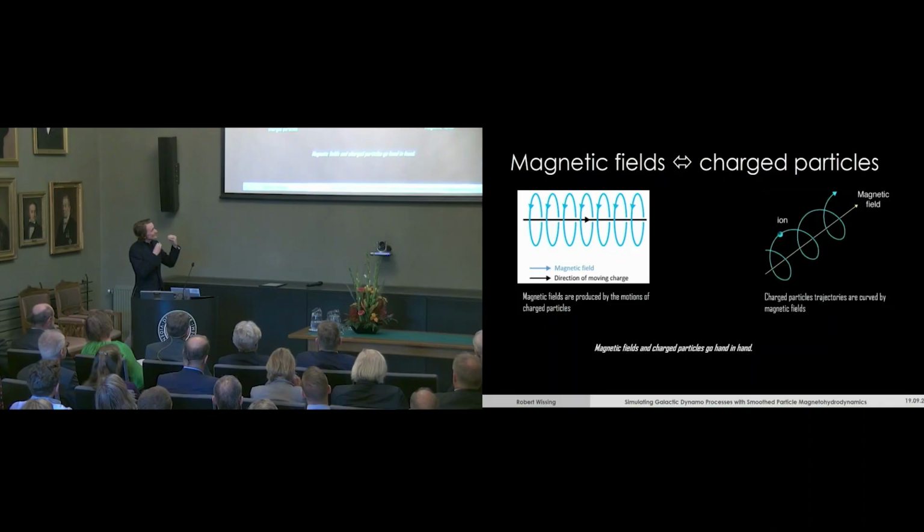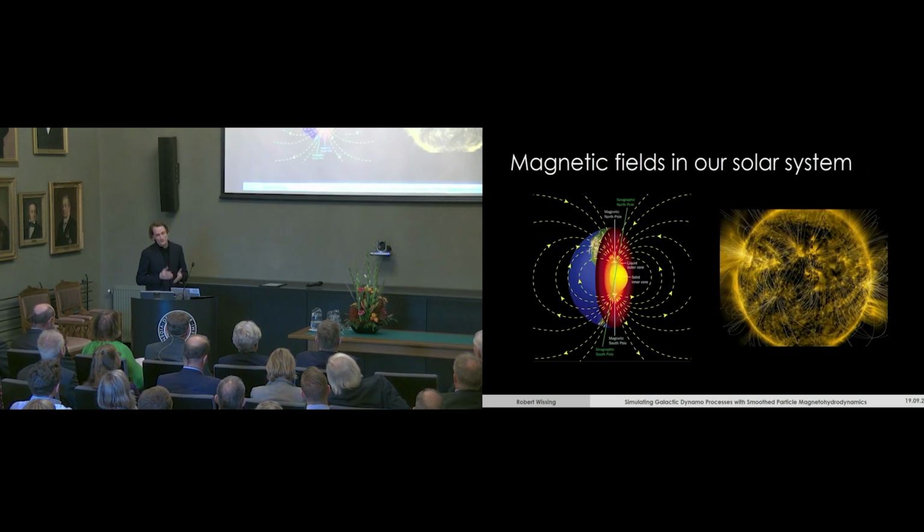At the same time, when you have a magnetic field, charged particles will feel a force from the magnetic field bending their trajectories. So whenever you have charged particles, you will very likely also have magnetic fields. Magnetic fields and charged particles go hand in hand. And two of the most well-known astrophysical magnetic fields come, of course, from our solar system.